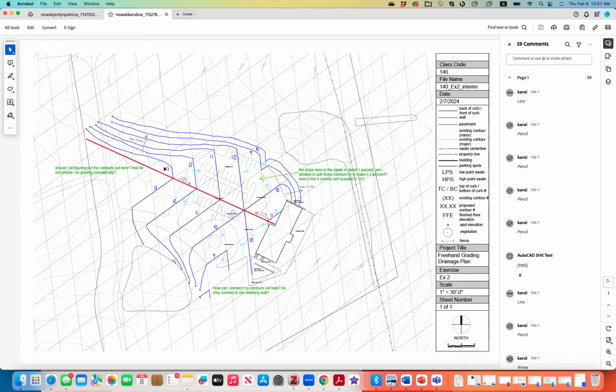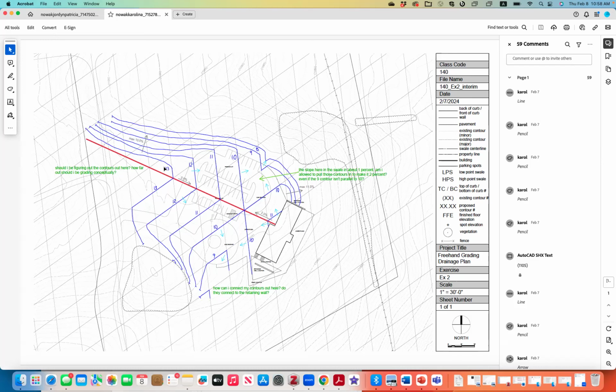Let me read your questions first. Should I be figuring out the contours out here? Yes. Well, if eventually you need to connect all the proposed contours to the original contours, how far away can you propose them? It could be anywhere, that's fine, but we want to find the best way, the shortest way to connect back to original contours, meaning that we have the least site disturbance, right? We don't want to move too many of them, because every move of the contours means extra earthwork.